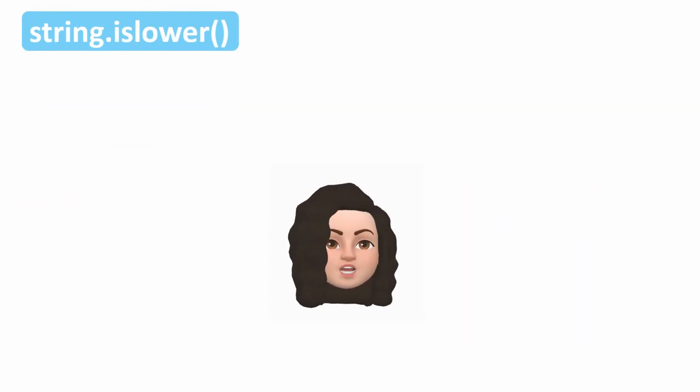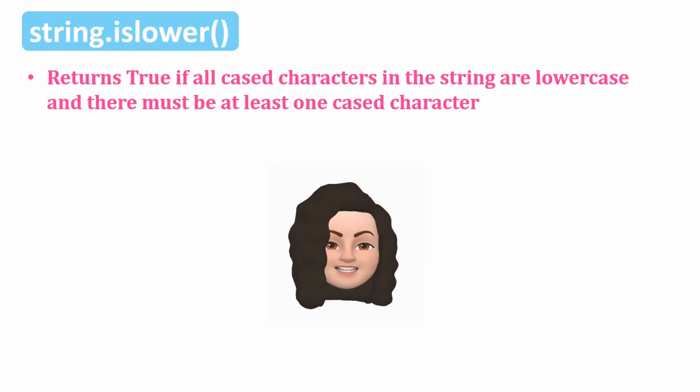The string function islower returns true if all the cased characters in the string are lowercase. That means all the cased characters, meaning all alphabetic characters. Okay, alphabets must be in lowercase and there must be at least one cased character, one alphabet.